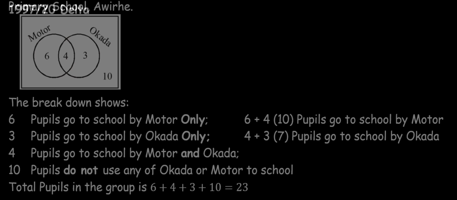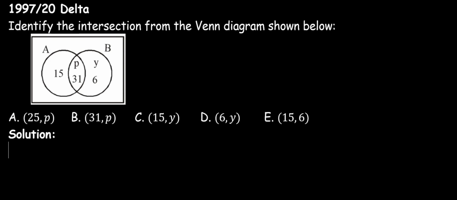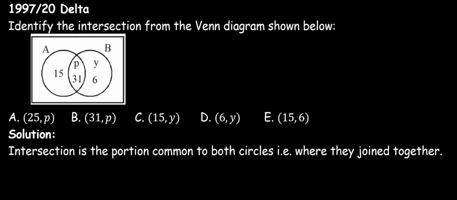Another example. Identify the intersection from the Venn diagram shown below. The options are given. Solution. Intersection is the portion common to both circles. That is where they join together. And that is what contains 31, P.